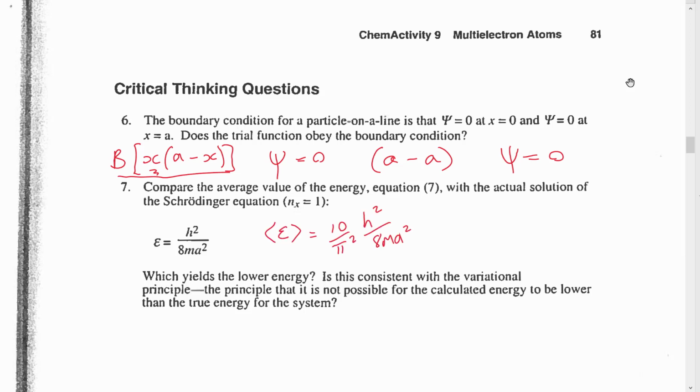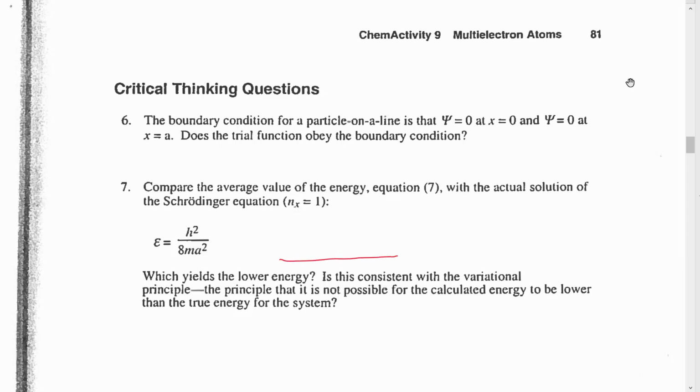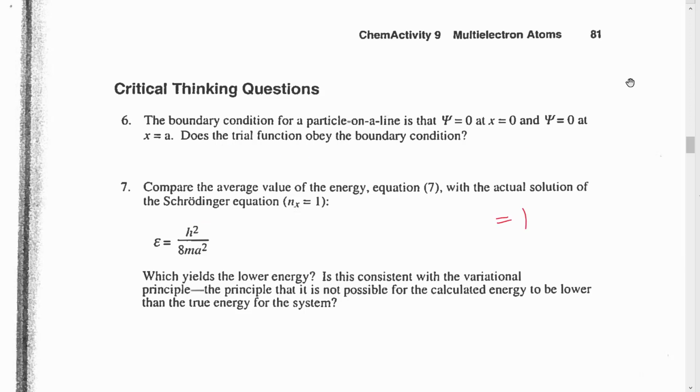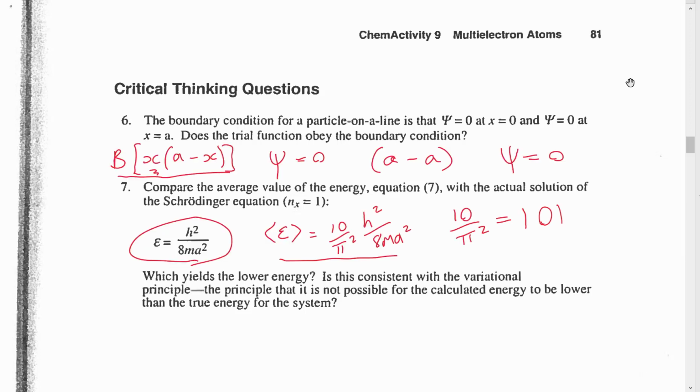If we now look at question 7, we've got the actual solution for the Schrödinger equation, and then we've got our expectation value that we had in the previous page. So of course the h squared over 8ma squared terms cancel. So we then ask ourselves, what is 10 over pi squared? And that value, we put that into the calculator, ends up being 1.01. So we find that we're indeed very close.